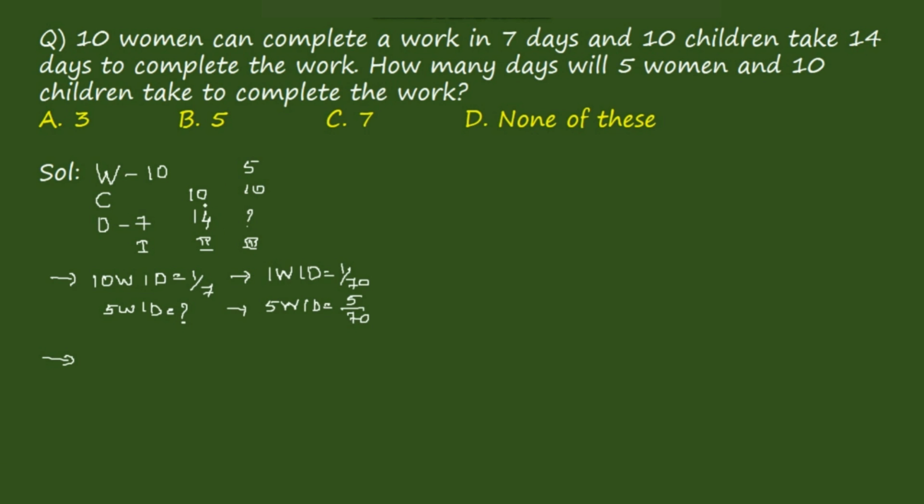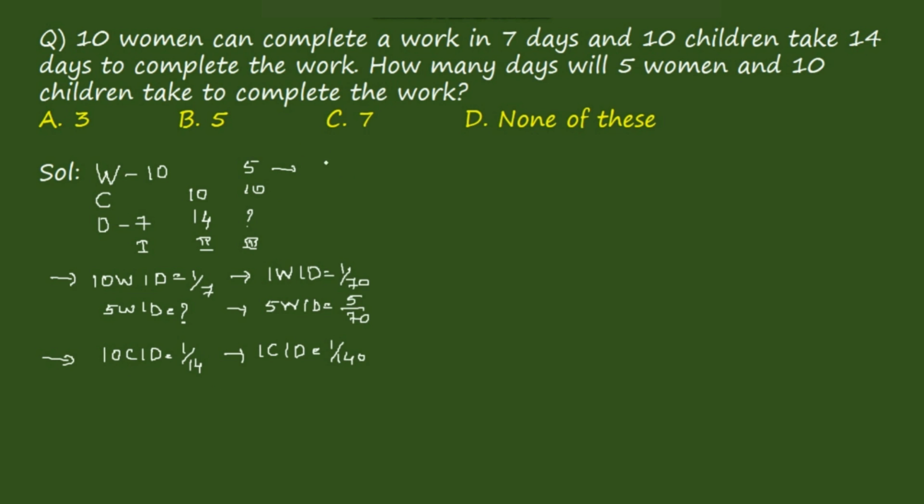Coming to the second one, it is given that 10 children can complete the work in 14 days. 10 children 1 day work is equal to 1 by 14. Then 1 child 1 day work is equal to 1 by 140. In the question, the third one is asking for 10 children. Then 10 children 1 day work will be 1 by 14 only.